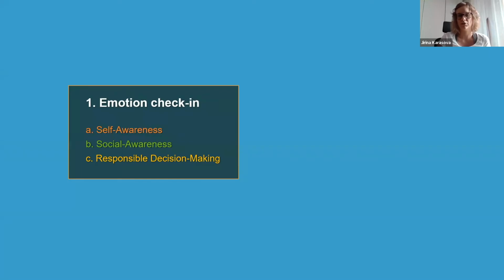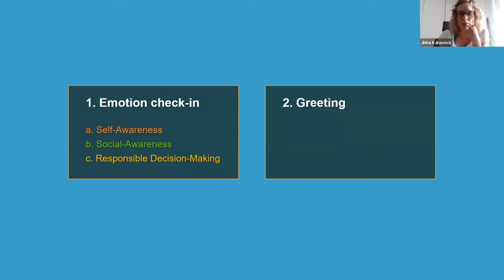And you also mentioned relationship skills. If we do the activity maybe slightly differently, we can do it the way that it promotes relationship skills as well. So it is every time about how we do the activity and which competencies we want to promote through the activity. And then I wanted to show you another one which can be used as a welcoming activity, which is greeting. And how often do you greet your students?